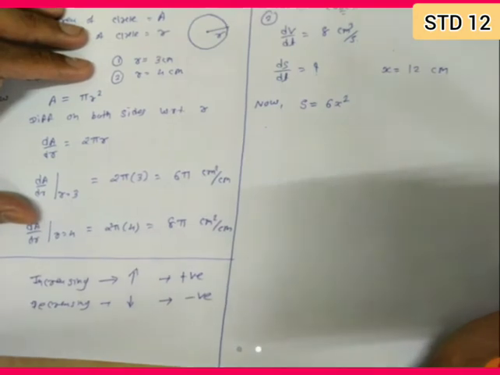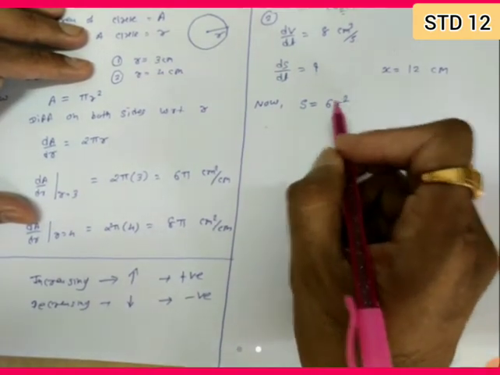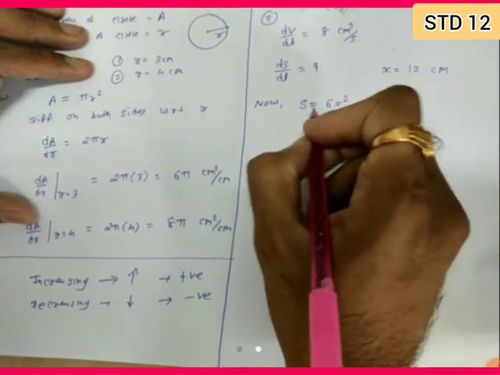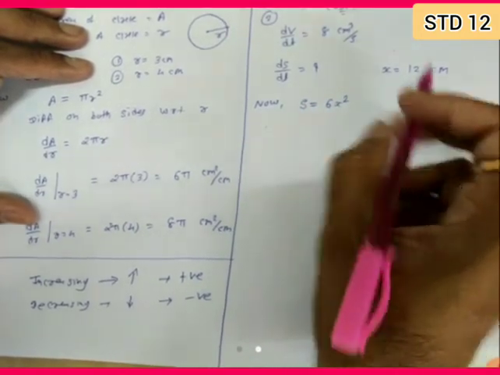You should remember all these formulas. So total surface area of cube is 6x square. Total 6 faces are there. So rate of change of surface area with respect to time.